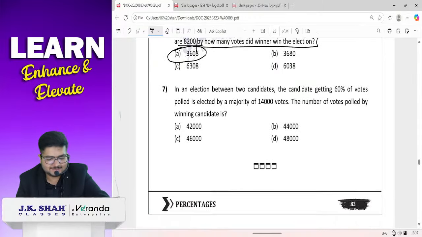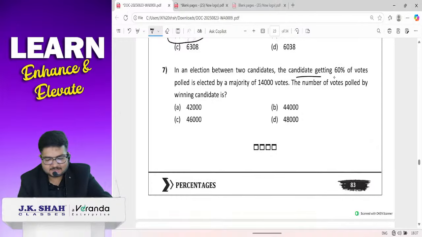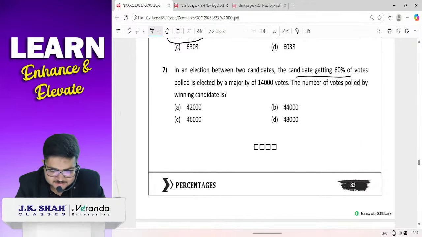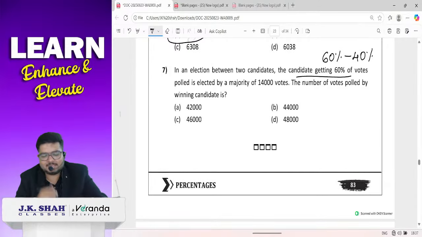Let us move to the next question. In an election, a candidate got 60% of votes. If a candidate secured 60%, then the losing candidate will secure 40%. So what will be the majority? Majority will be 20%. How did you find majority? Winning 60%, losing 40%, majority will be 20%, right?